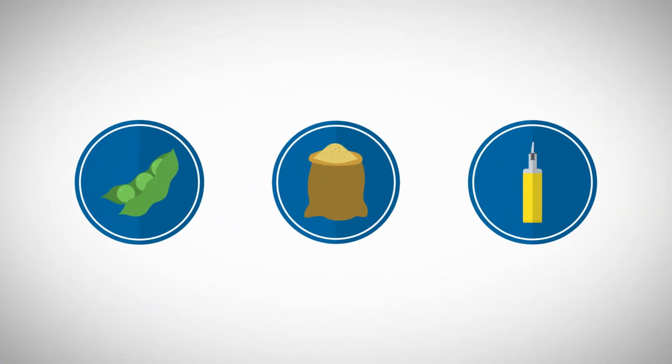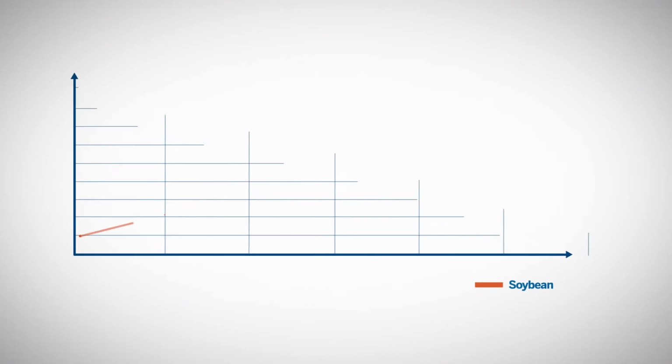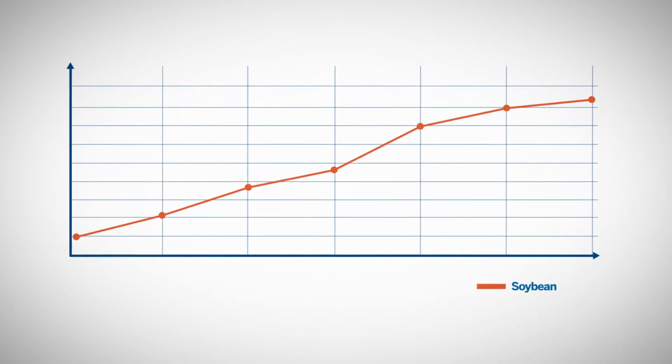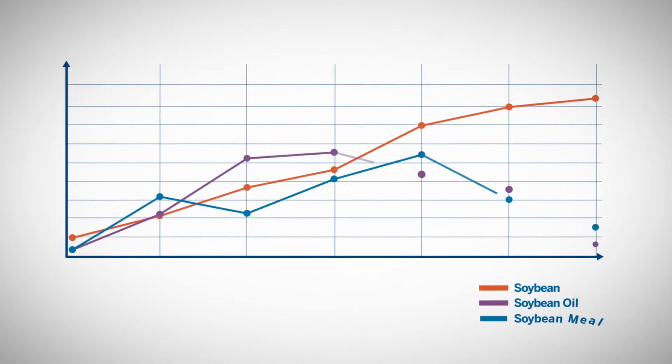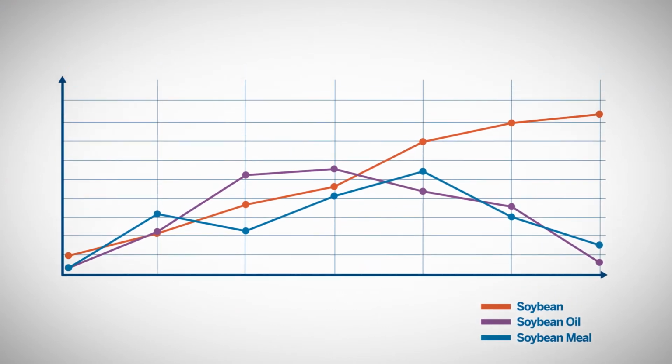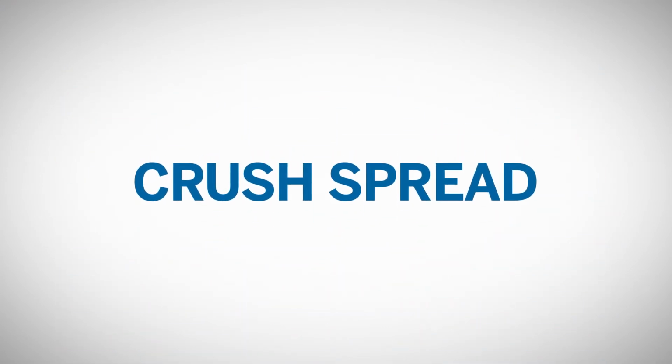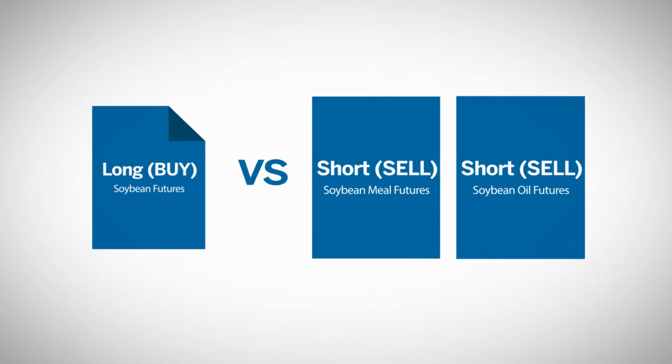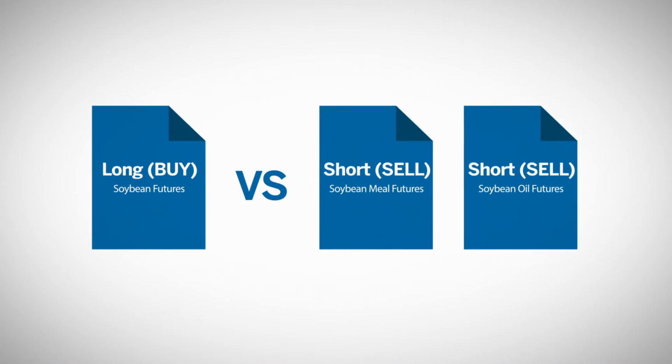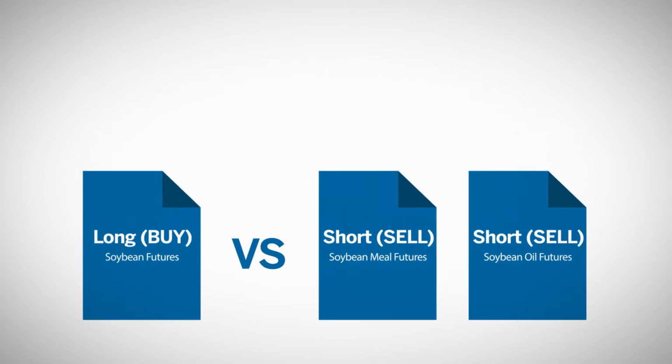The availability of futures markets in soybeans, soybean meal, and soybean oil allows processors to protect themselves against rising soybean prices, as well as the possibility of declining prices for processed oil and meal. In a crush spread, the trader takes a long position in soybean futures against the short positions in soybean meal futures and soybean oil futures. This is also known as the board crush.